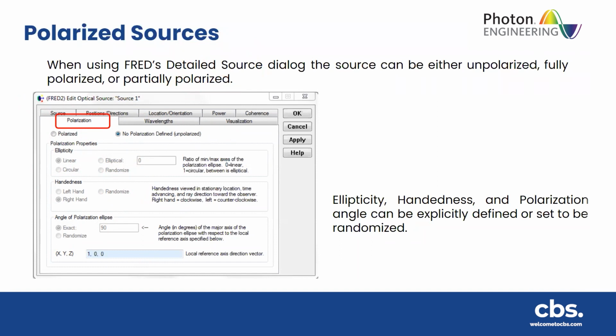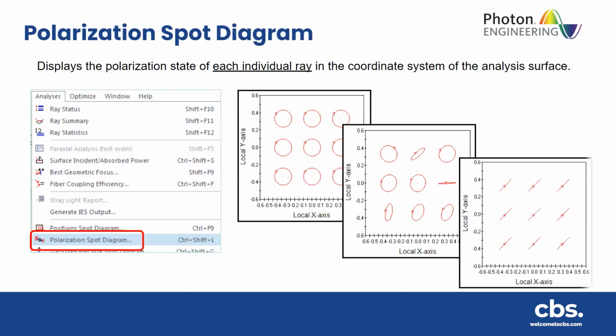But essentially, that's all you need to do to ray trace and keep track of polarization. Throughout the ray trace, FRED keeps track of the polarization vector and the changes as it interacts with coatings or wave plates and birefringent materials, things like that, so that at the end of the ray trace, we can plot various quantities. One of the most simple things we can do in FRED is plot the polarization spot diagram.